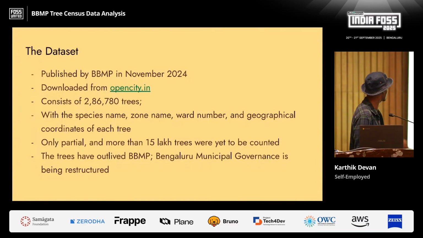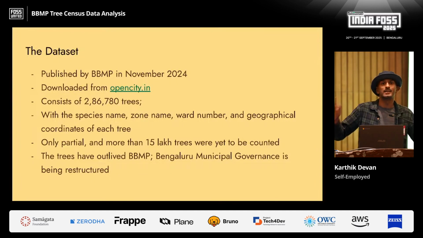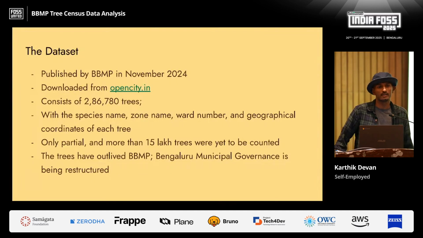When I downloaded the data, it had about 2.8 lakh trees, and it had species name, zone name, ward number, and geographical coordinates. I'm going to stress on geographical coordinates because even 10 years ago, if data like this was published, you would not have the lat long. And now that BBMP is gone, if you have only the ward number, the data is basically useless.